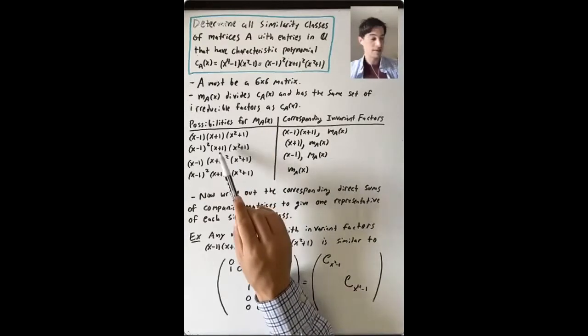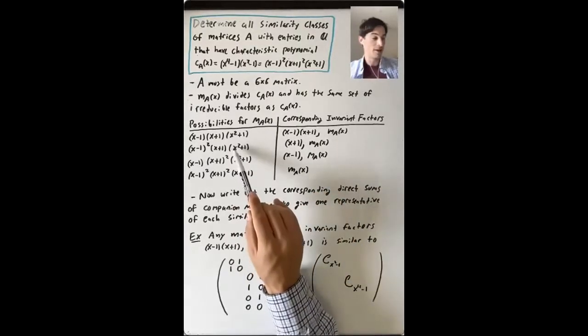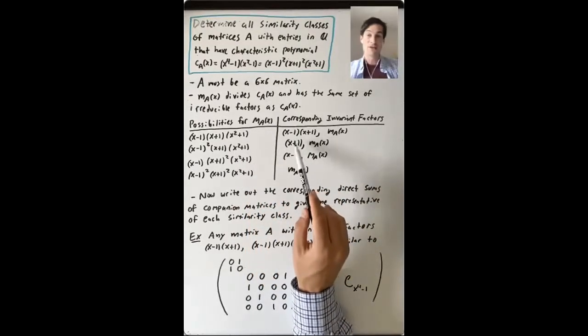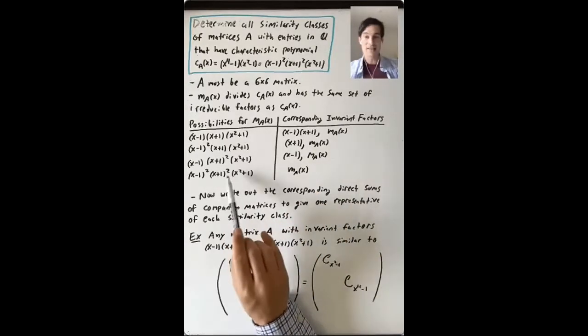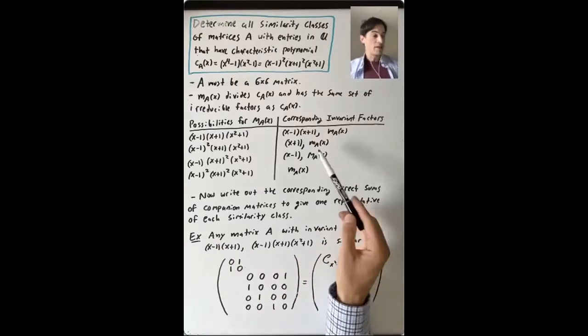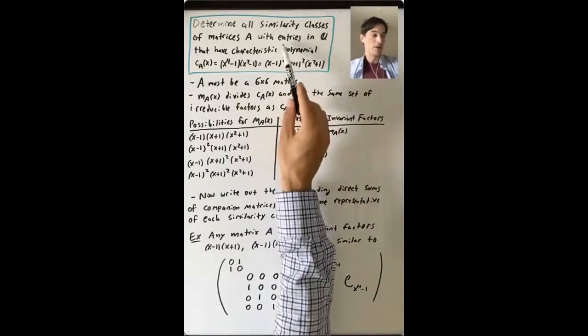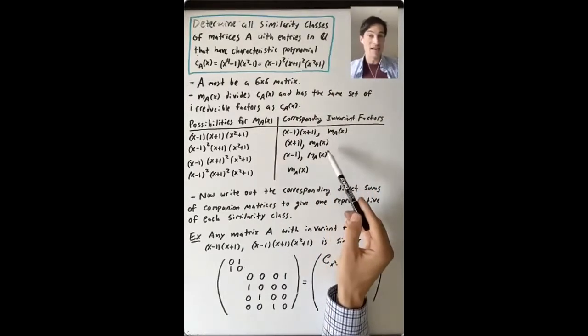In the second case, the only thing missing between the ratio of the characteristic polynomial and the minimal polynomial here is just this x plus 1. So that has to be the first invariant factor. Similar for the next case. And in the last case, the characteristic polynomial is the minimal polynomial. So there is a unique invariant factor. Okay, so what did we want to do? We wanted to determine all the similarity classes. And now we know all the possible sets of invariant factors.